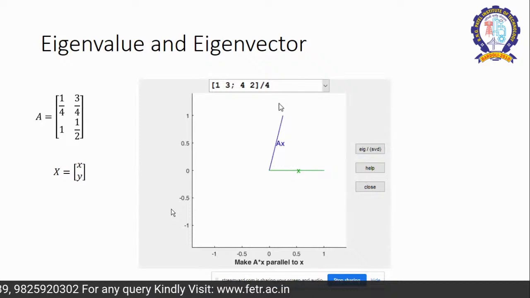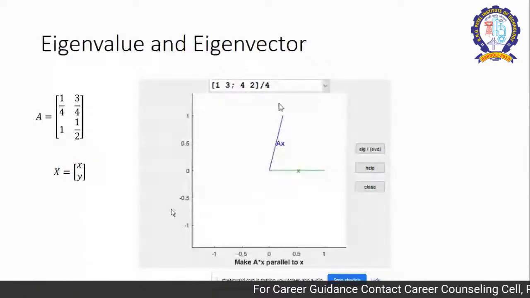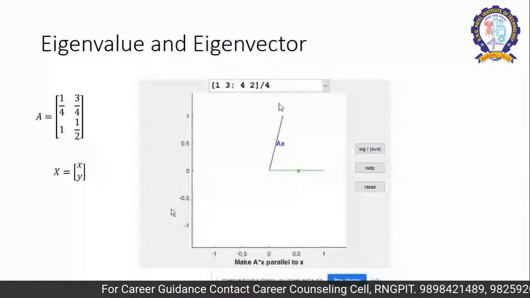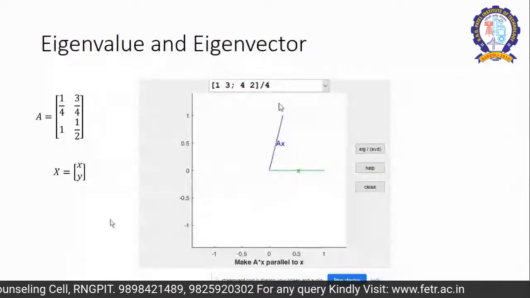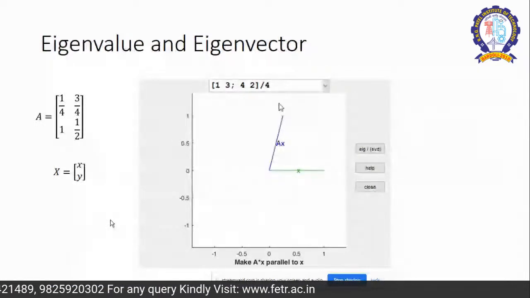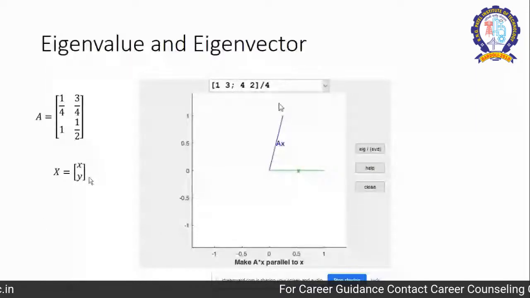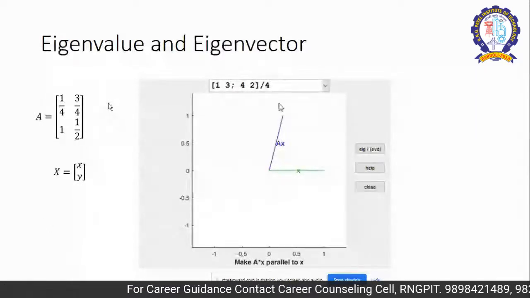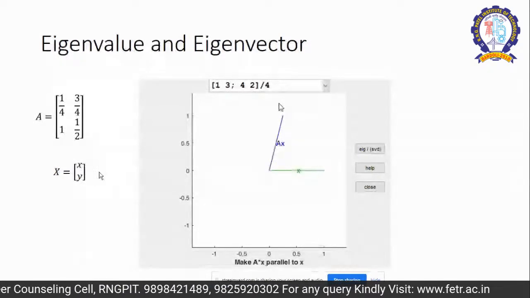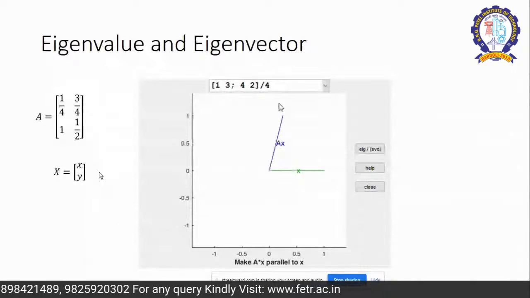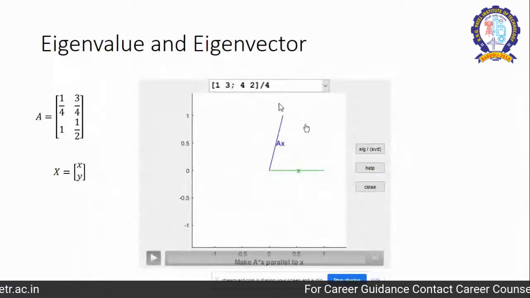So here A is a matrix and X is a vector. A can be defined as 1/4, 3/4, 1 and 1/2. This is a video that I captured from MATLAB, called Eigenshow. Here there are different values of x and y, and we can get different resultant vectors of Ax. X is a vector that may be considered any value, and the resultant we get is Ax.